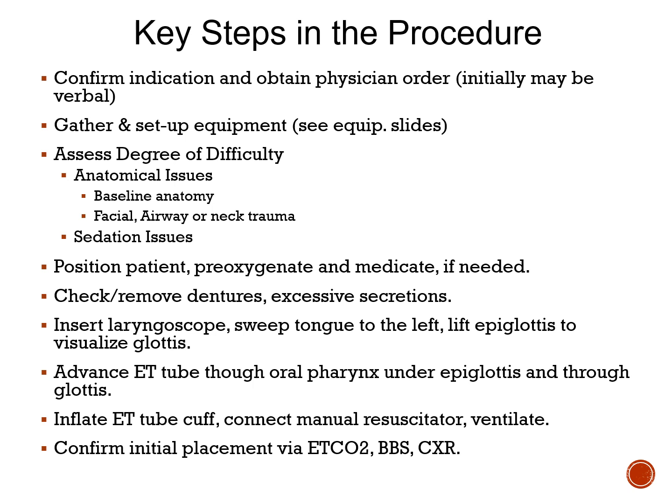So in any event, insert laryngoscope, sweep the tongue to the left. I have a separate slide on that. Lift the epiglottis to hopefully visualize the glottis. Glottis being the opening between the vocal cords. Advance the ET tube through the oral pharynx, under the epiglottis, through the glottis. Inflate the ET tube cuff. Connect manual resuscitator, ventilate, and confirm placement via end-tidal CO2, bilateral breath sounds, BBS, and eventually a chest X-ray.